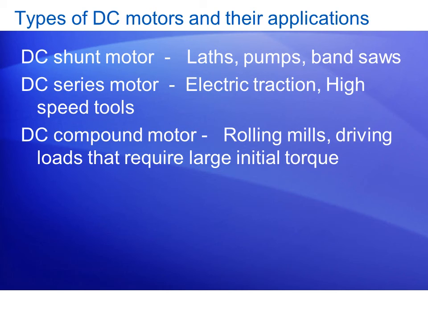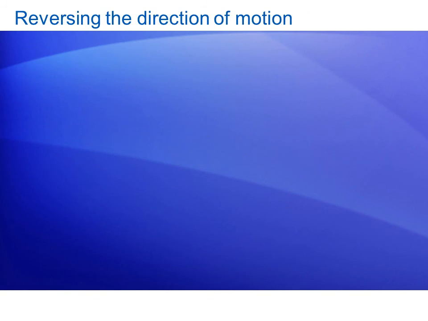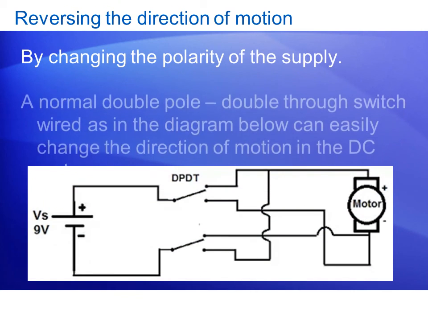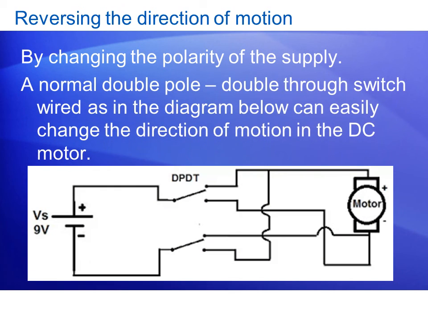Then we get the DC compound motor, which can be used for rolling mills and driving loads that require large initial torque. Reversing the direction of motion. By changing the polarity of the supply, a normal double pole double throw switch, wired as in the diagram below, can easily change the direction of motion in the DC motor.